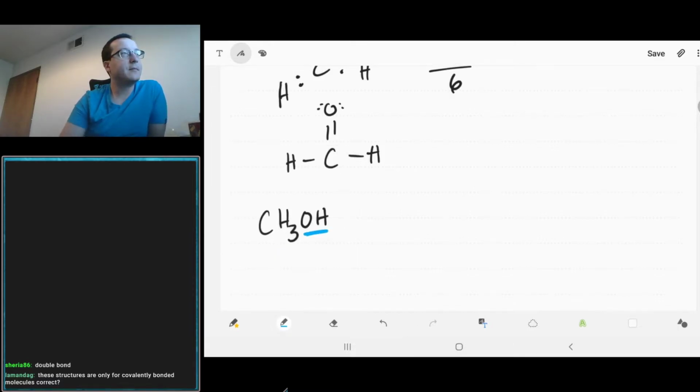We're going to see that this particular molecule is written such that it's got OH at the end.